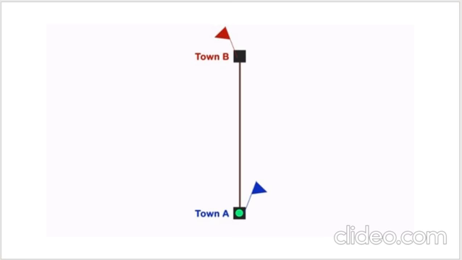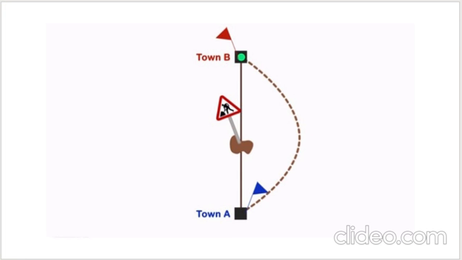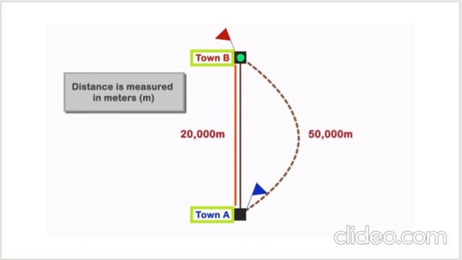There is a straight road, but unfortunately, due to construction work, that straight road is blocked. I can't go through that straight road. Now, what do I have to do? I have to take a detour. I have to go from town A to town B through another round way. I can't go straight now. Now, the straight path from town A to town B was 20,000 meters, and the detour, the round one, is 50,000 meters. So distance is always measured in meters.